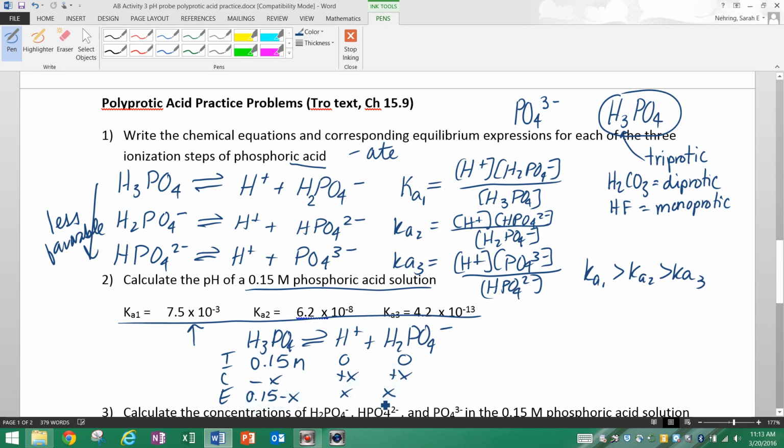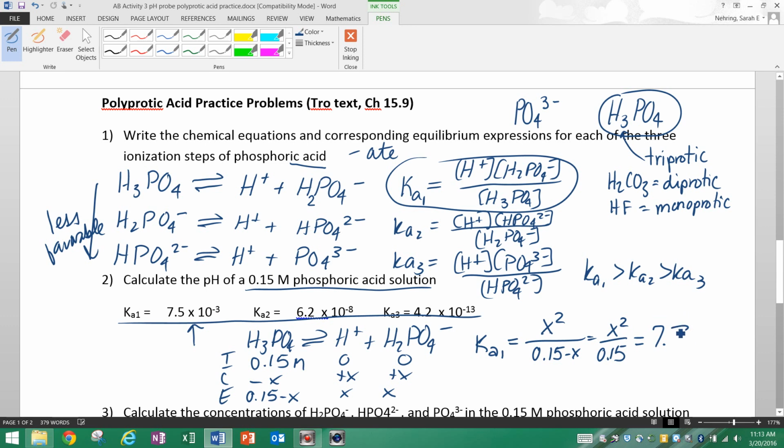Remember, an ice chart's just a way to organize information so we can plug it into our K expression. So our Ka1 is written up here. So if I plug it in there, it's going to be x squared over 0.15 minus x, which you can simplify to x squared over 0.15 because my Ka value is just barely 10 to the third smaller than my initial number. We're kind of pushing it here. But let's see, 7.5 times 10 to the negative third.